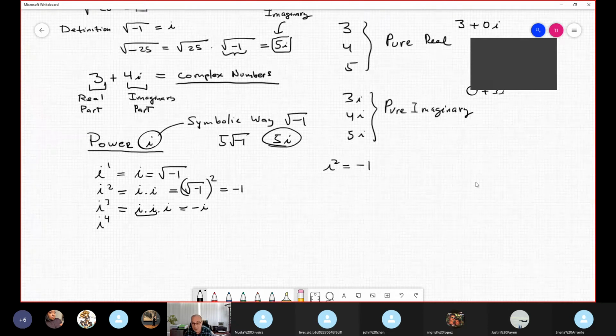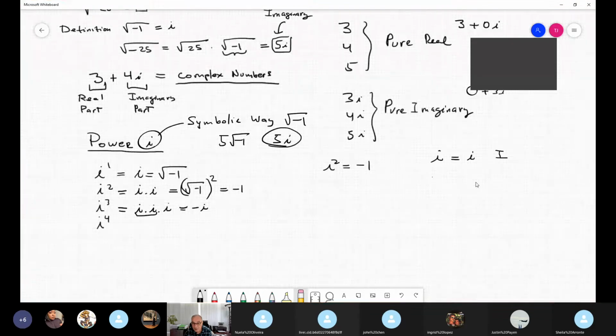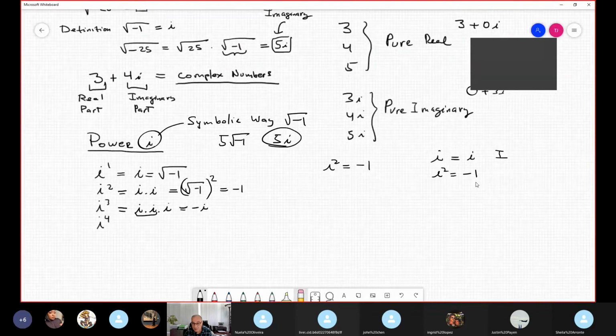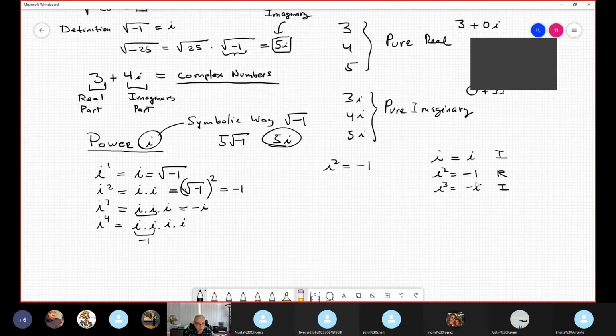Therefore, let me summarize here. i is i. It's imaginary. i square is negative 1. It's real. i cubic, I discover that it's negative i. It's imaginary again. And i to the 4th power is i times i times i times i, four i's. Therefore, we have i square and i square together, negative 1 times negative 1, which is positive 1. Wow. i to the 4th power is positive 1.